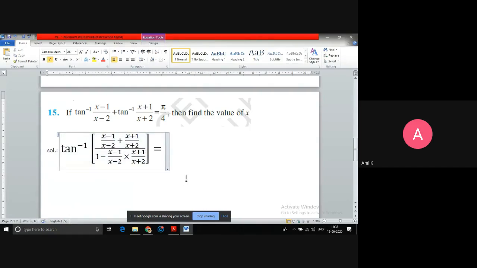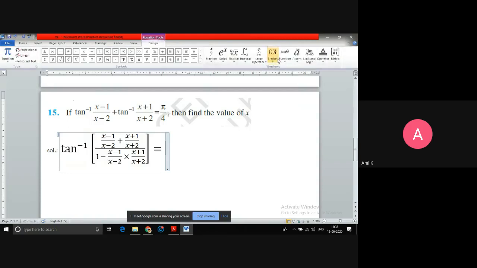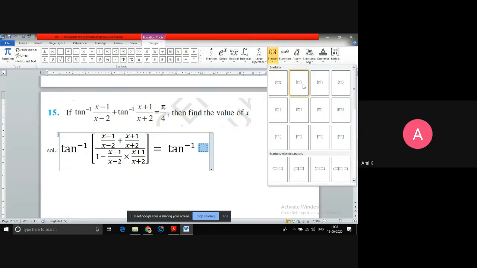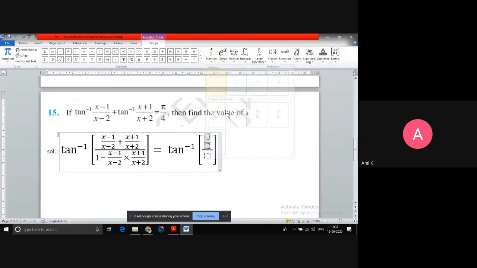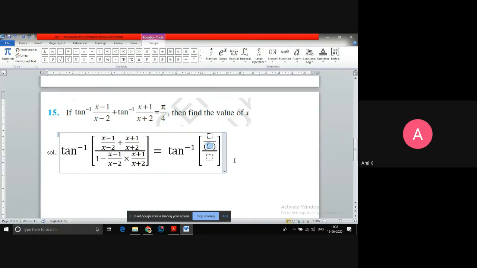Which is equal to, now I'll go for the LCM process, which is going to be tan inverse. Let me again insert the closed bracket. First fraction, again the numerator is going to be a fraction. Can anyone tell me what is the LCM? In this fraction, my denominator is going to be x minus 2. In this fraction, the denominator is going to be x plus 2. So the LCM is going to be the product x minus 2 into x plus 2. This is my LCM.